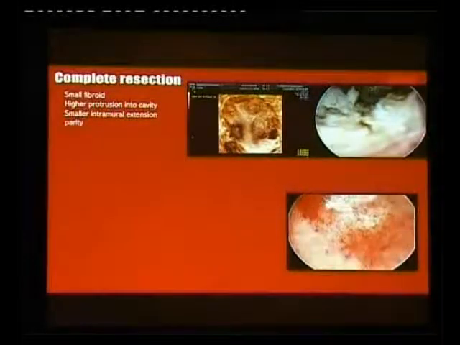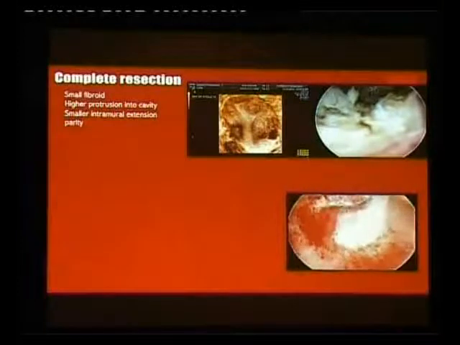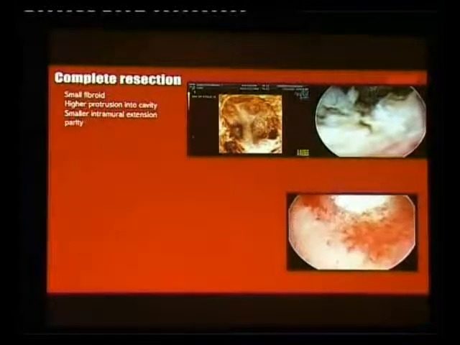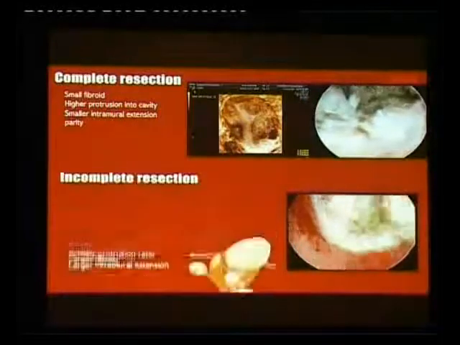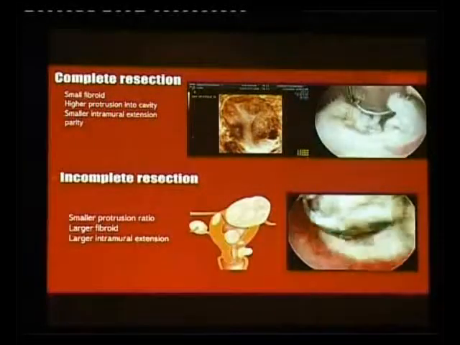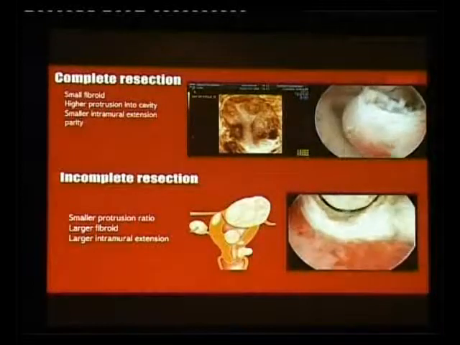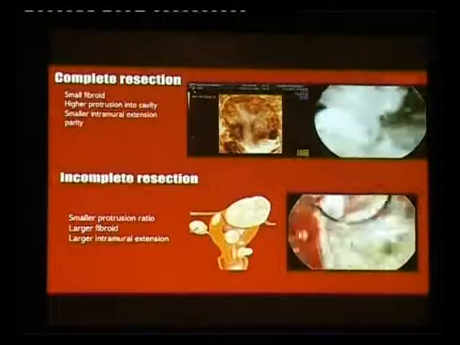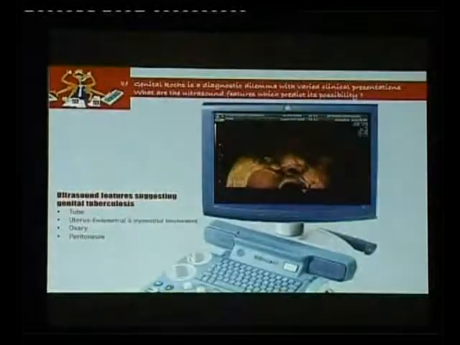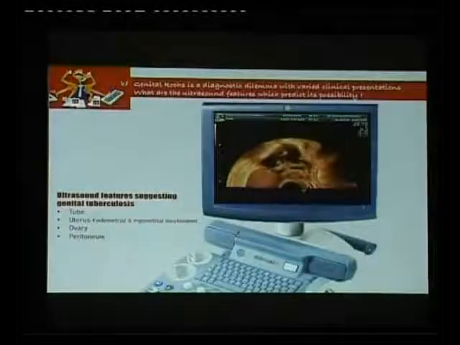When is it easily done? When it is a small fibroid with a higher protrusion ratio, smaller intramural extension, and parity. If, however, the protrusion ratio is smaller and the fibroid is larger with intramural extension, these are the more difficult ones to handle. The last one is a clinical situation.